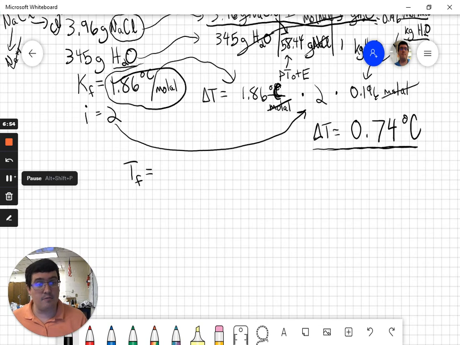Freezing point starts off at 0, and we have to subtract delta T, which means that our freezing point is actually going to be negative 0.74.